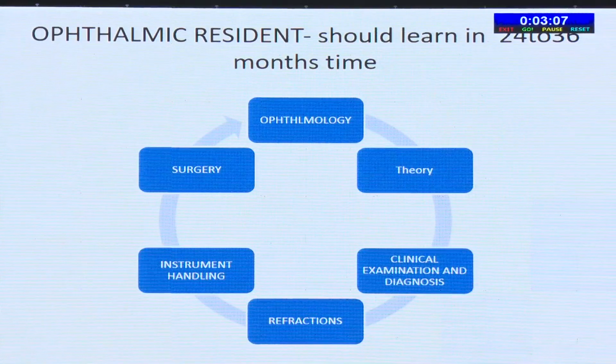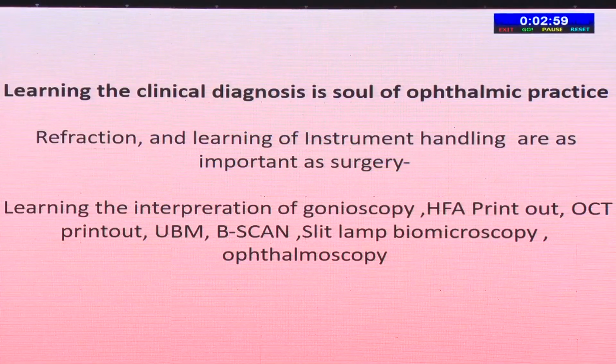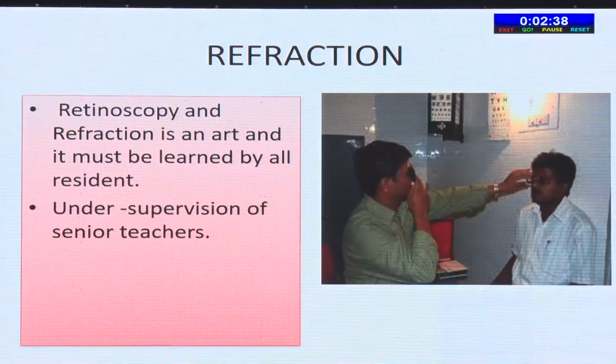Ophthalmic residents should learn theory, clinical examination, diagnosis, refraction, instrument handling, and surgery in this period. Learning clinical diagnosis is the soul of ophthalmic practice. Refraction and learning of instrument handling are as important as surgery. Learning the interpretation of gonioscopy, HFA printout, OCT printout, UBM, B scan, slit lamp biomicroscopy, and direct and indirect ophthalmoscopy is a must. Refraction and retinoscopy is an art, and it must be learned by all residents under the supervision of senior teachers.